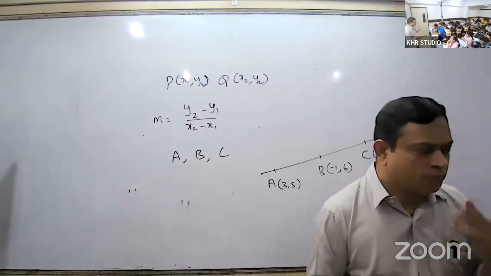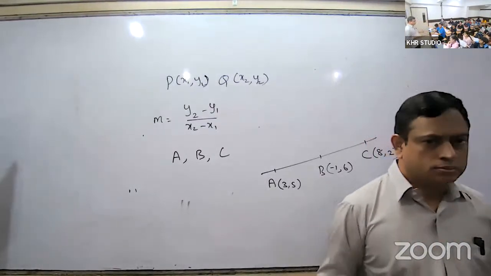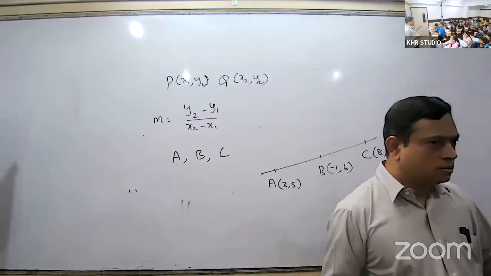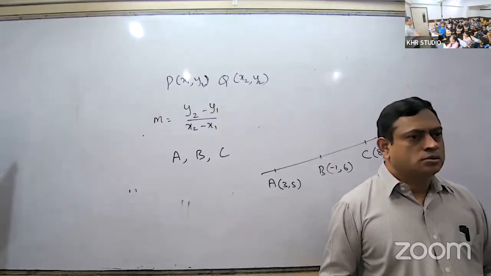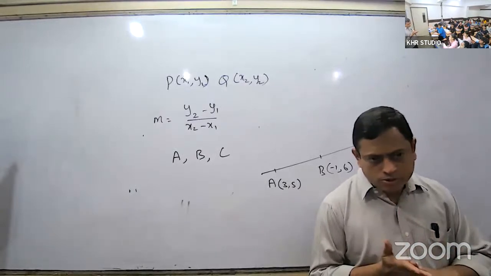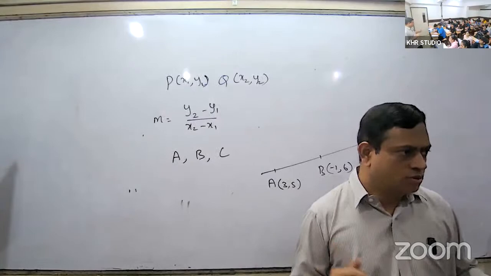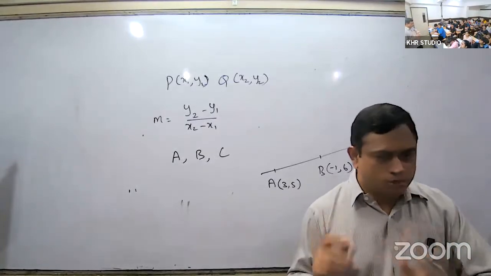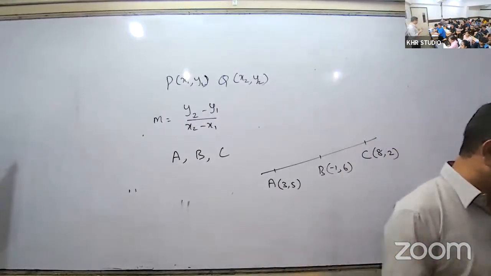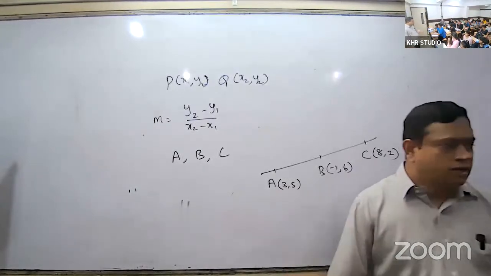Listen. With the help of slope, how will you prove a parallelogram? Find out all four side slopes. If the opposite side slopes are equal, slope of AB equals CD and slope of AD equals BC, that's a parallelogram. Previously we did it by distance formula, which is not required. This one is easier and better.